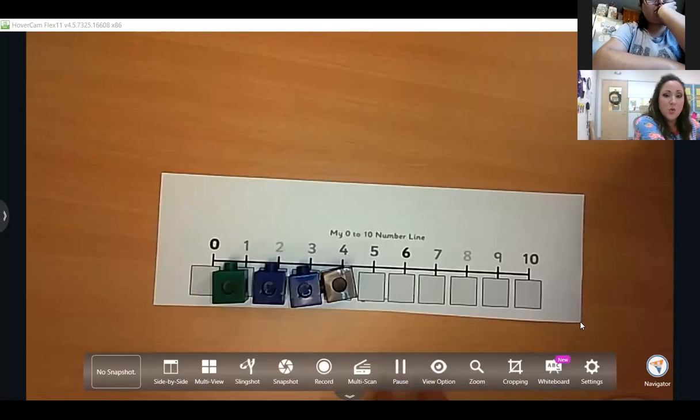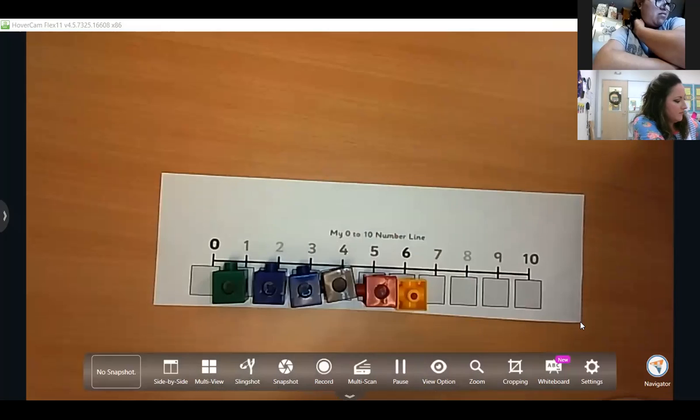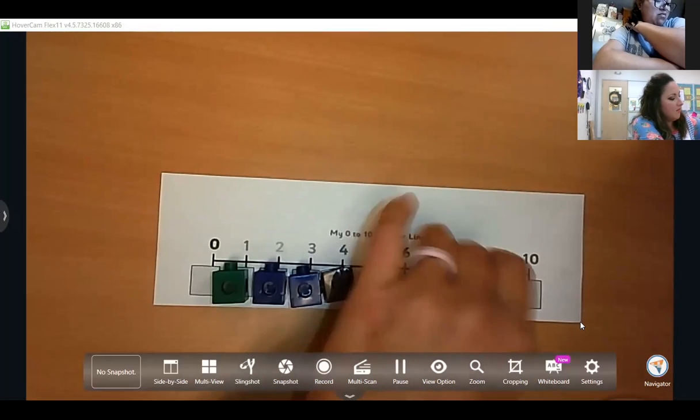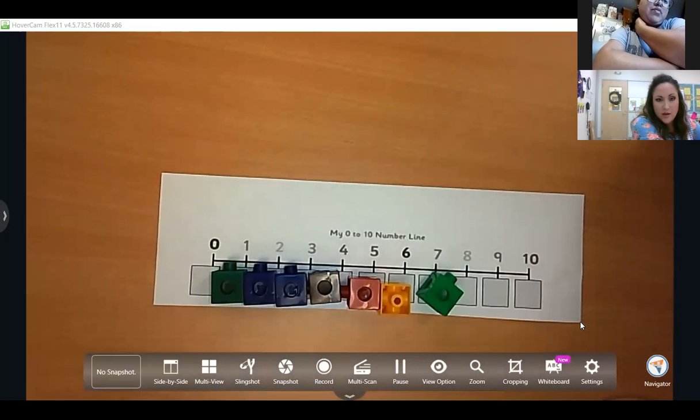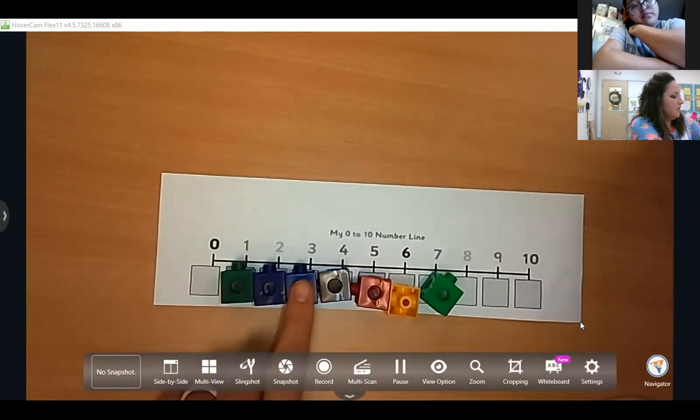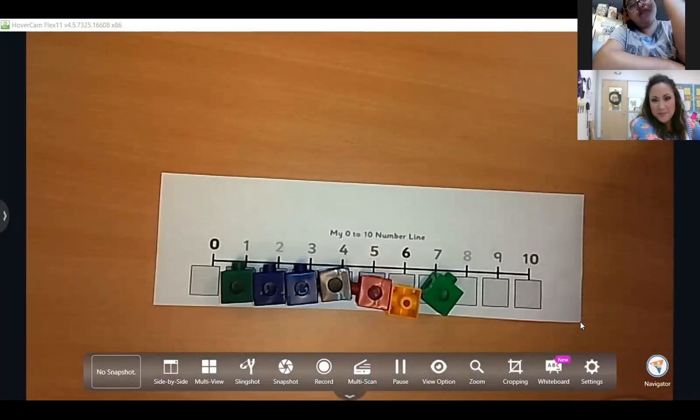Again, put it in a story format. I have 4 friends I have invited to my party. I decide I'm going to invite 3 more friends. How many friends are there in all? 1, 2, 3, 4, 5, 6, 7.